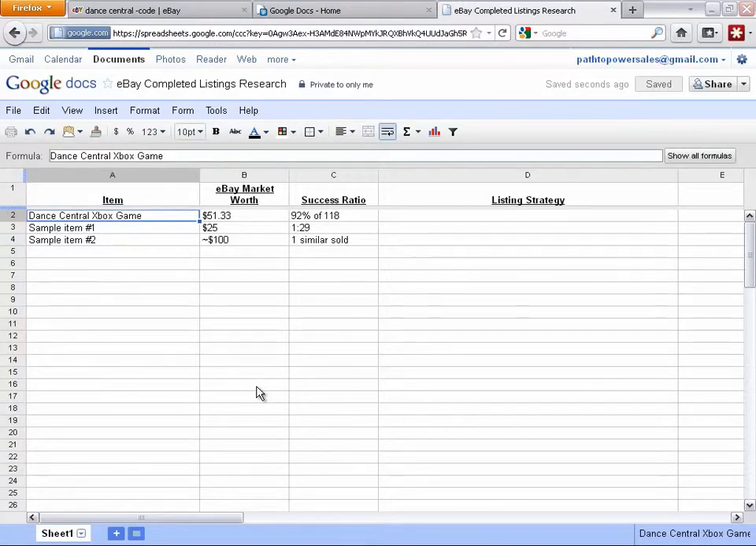Once you have found the eBay market worth and success ratio of your items, it's time to create a listing strategy, or a plan for how to list your item on eBay.